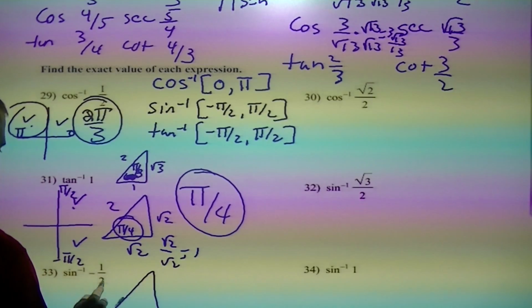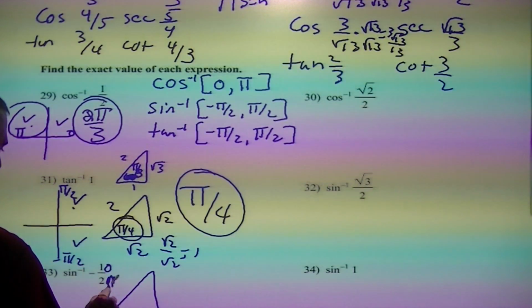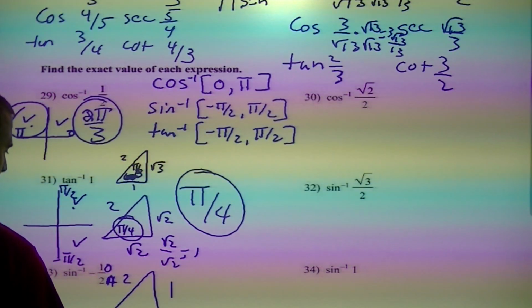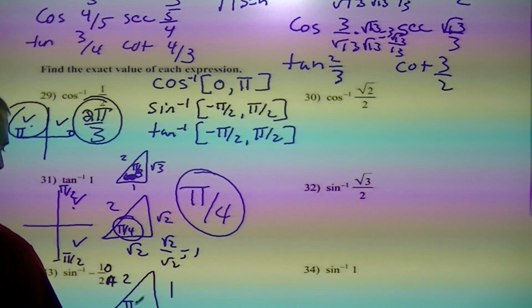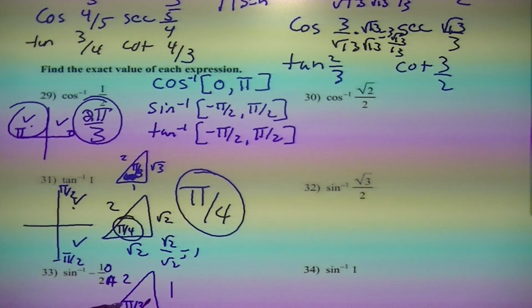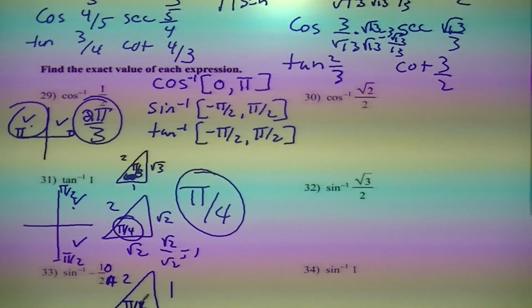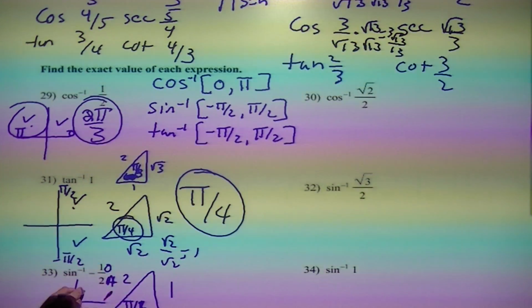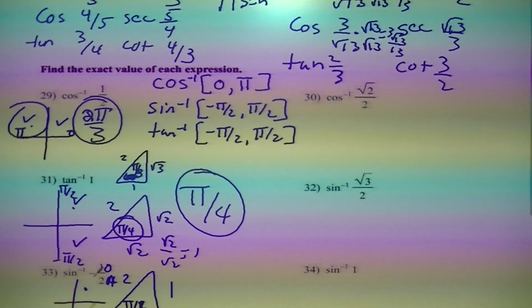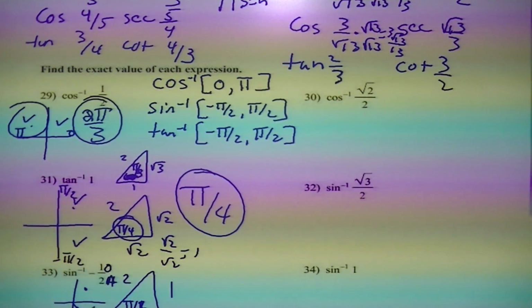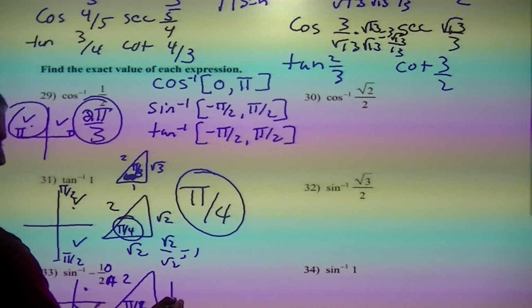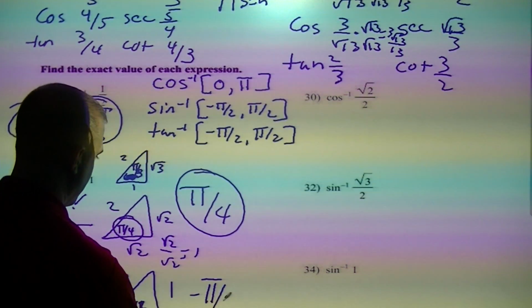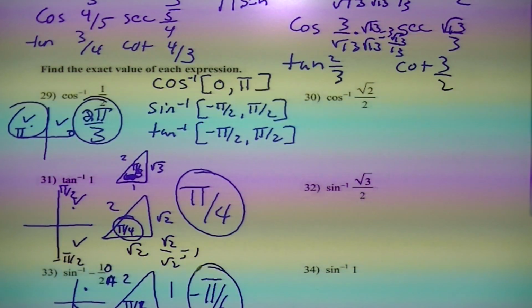Sine of negative 1 over 2. Once again, sine is opposite over hypotenuse, so 2, 1. The only triangle that would produce that is the square root of 3 triangle, the pi over 6 triangle. Sine is also going to be these two. Since it's going to be negative, it's going to be in that quadrant, which makes that pretty simple. That's going to be just negative pi over 6. It's got to be down there.